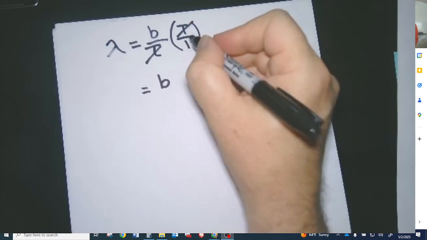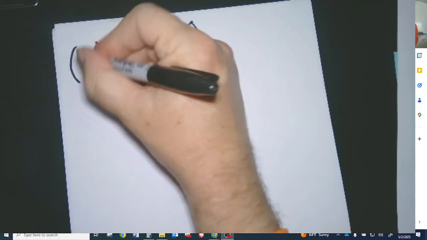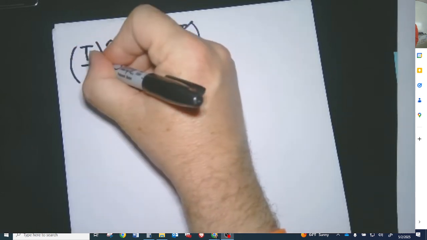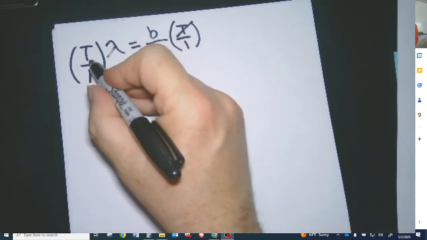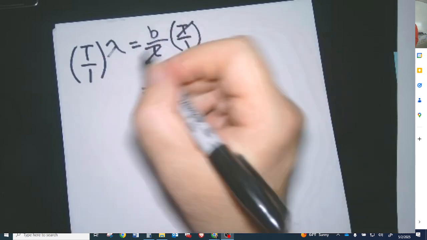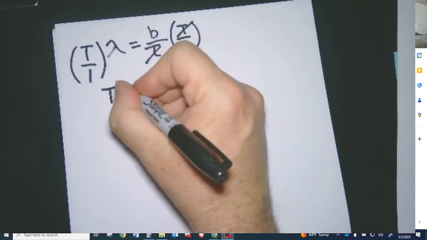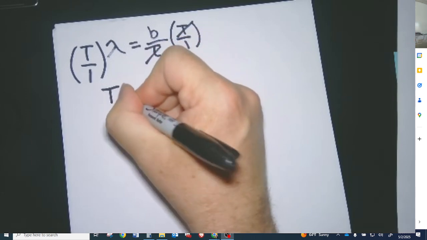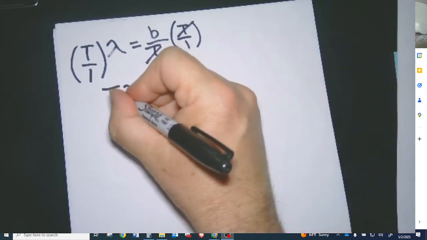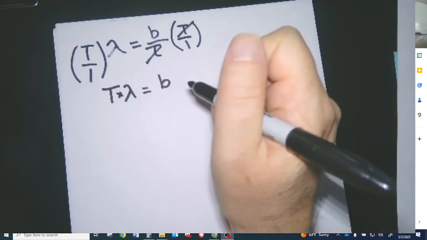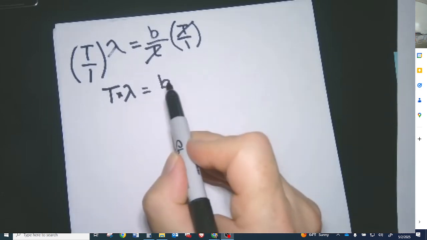All right? But if we do that on this side, we have to do the same thing on this side. So we're going to put the temperature over 1. Uh-oh. That leads to a problem, because now it's going to be temperature times wavelength over 1, which is temperature times wavelength, because anything over 1 is what it is. If I just write the two together, that's assumed that it multiplies. So temperature times wavelength equals beta.